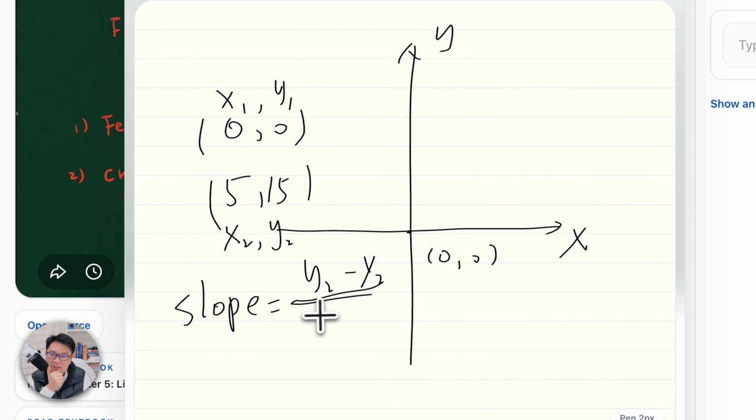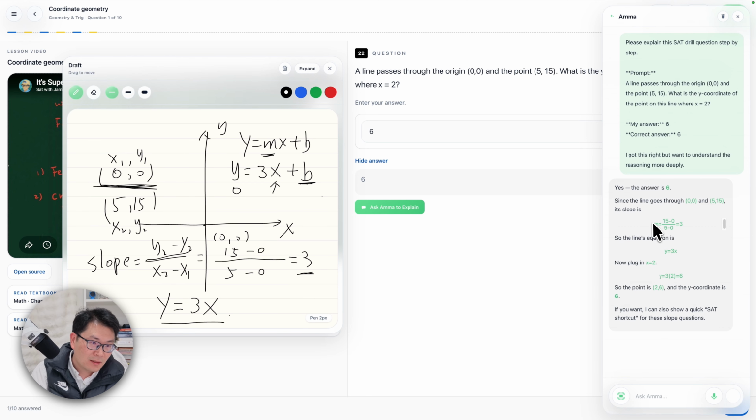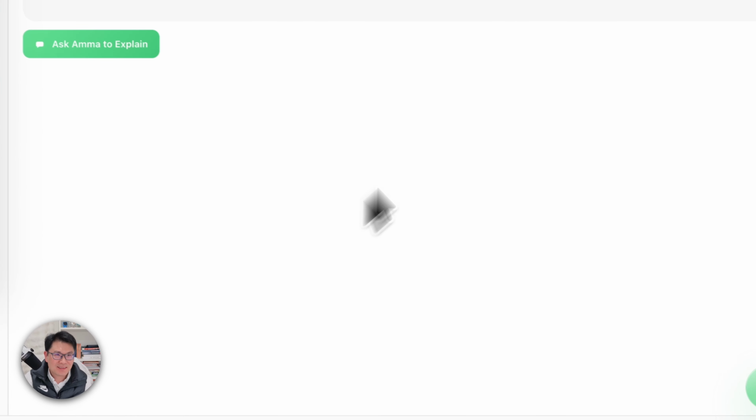Once you have this function, when x is equal to 2, then y is equal to 6. So let's just put 6 in here and check the answer. And still you can ask Emma to explain. Actually, she is doing the same thing. So let's finish that problem.